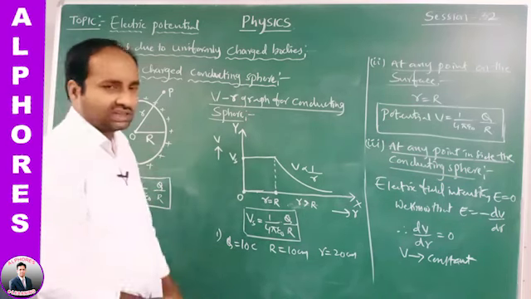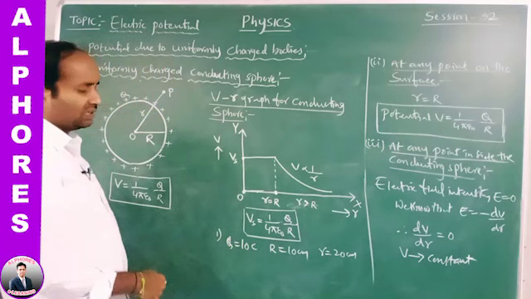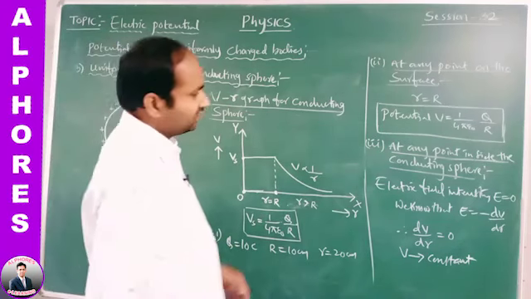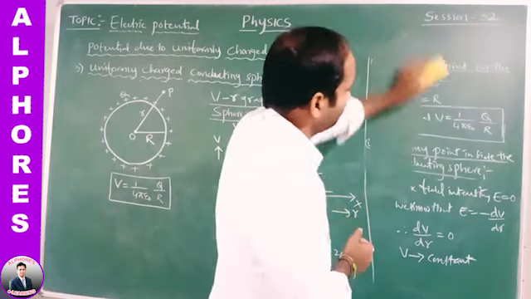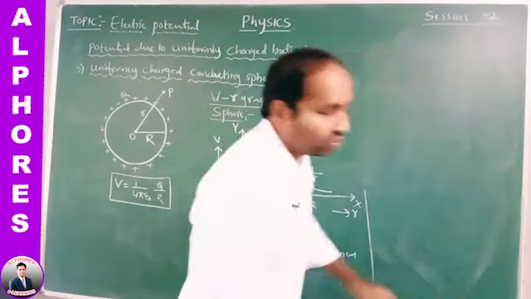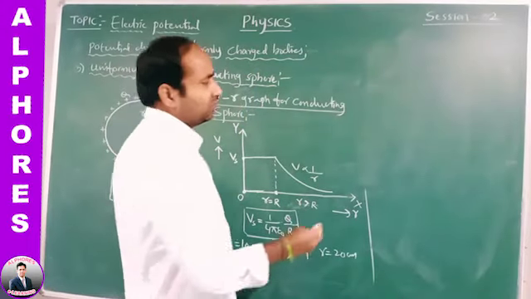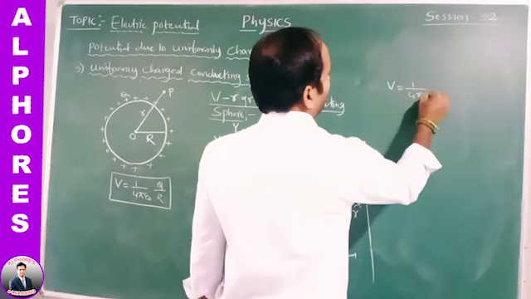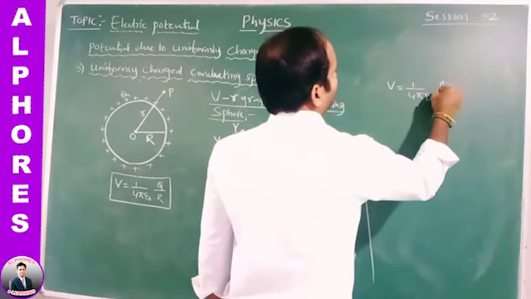What is the formula in such a condition? Small r is greater than capital R. When small r is greater than capital R, which means at any point outside, what is the formula we are using? V is equal to 1 by 4 pi epsilon naught, capital Q by small r.